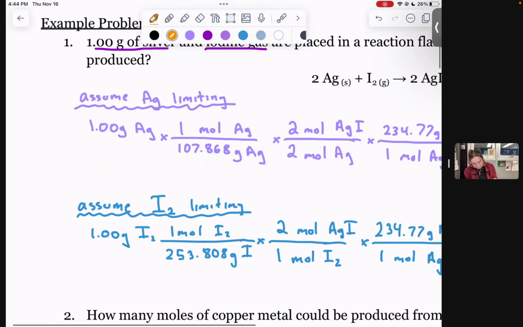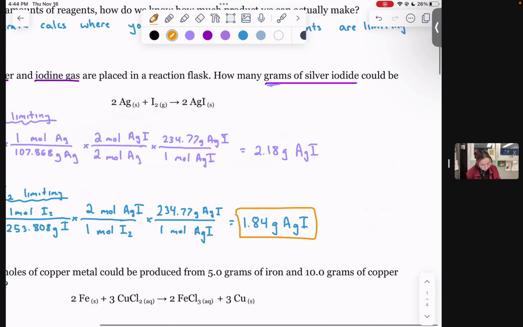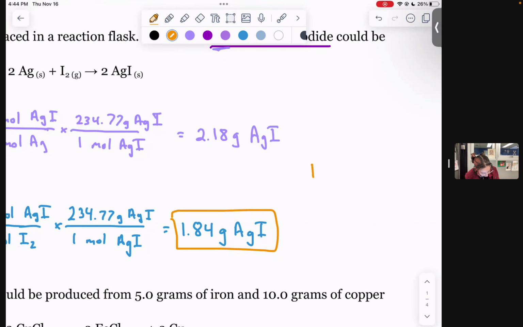And if I wanted to label which one was which, I2 was limiting. I just don't have space, but limiting reactant. And our silver was excess.